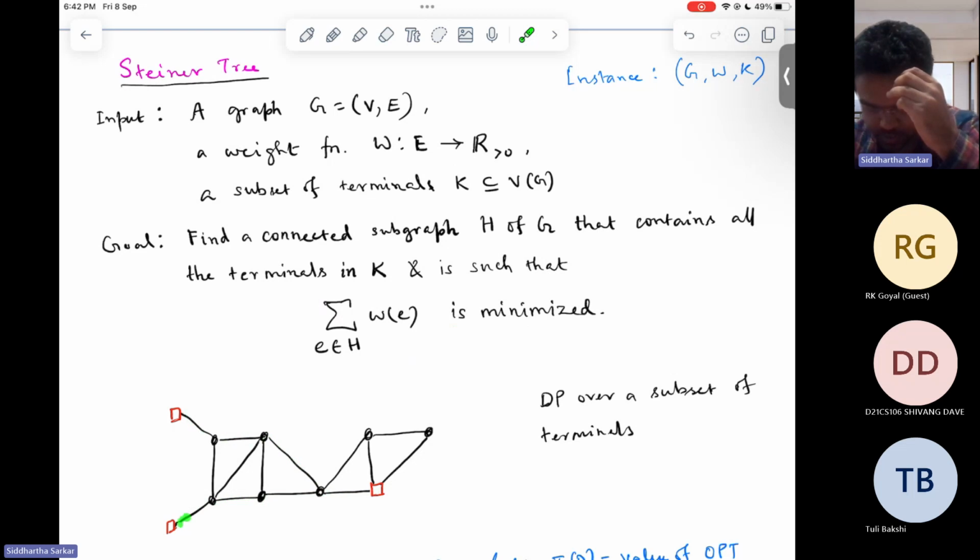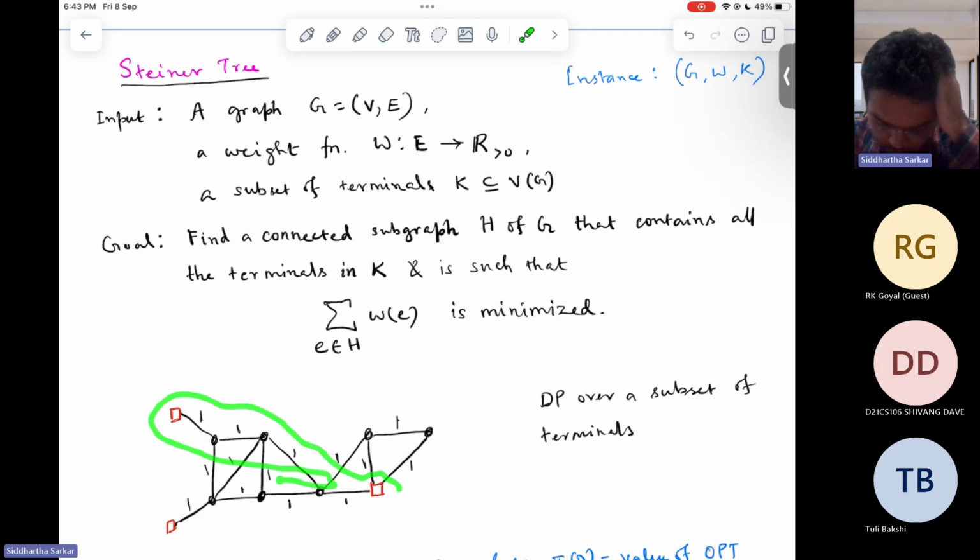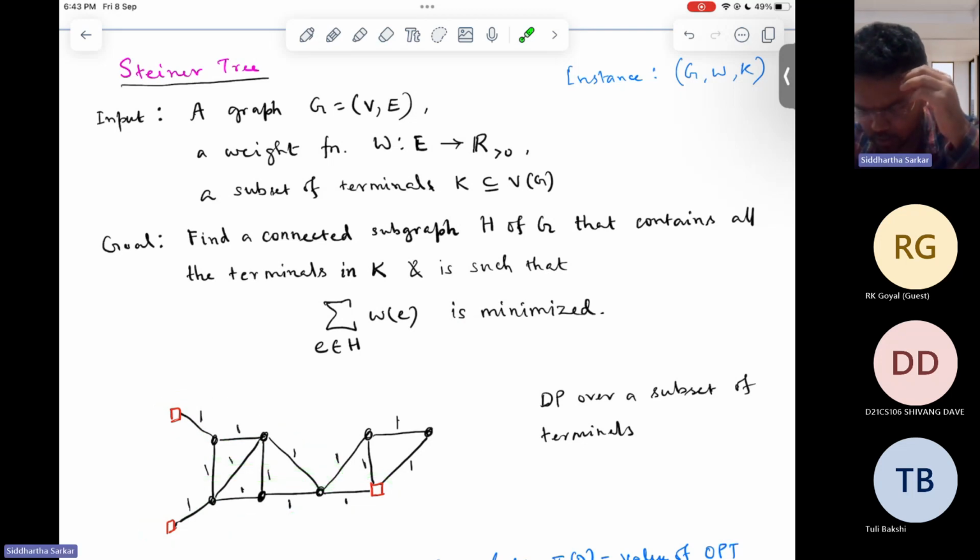cost is minimized. So in this case, all the edges can be thought of as having equal weight. Let us say in this case, all the edges have equal weight, weight 1, but weights could be different. For simplicity, let us say that the weights are equal. And these red vertices are the terminals. I want you to find a subgraph of edges. That means I want you to find a set of edges so that this constitutes a connected subgraph connecting these three metro cities or terminals.